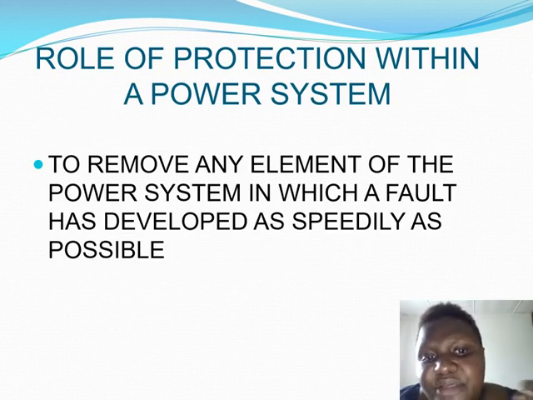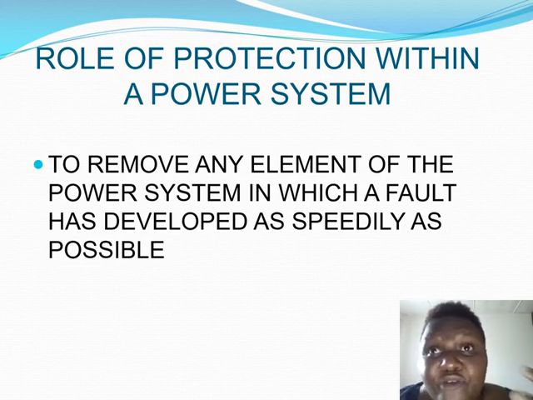And the role of protection within those power systems is to ensure that we remove any element of that power system in which a fault has developed, and that needs to be removed as speedily as possible. If you can remove it in a very fast manner, then it means that you have got protection in your system. But when we delay to remove a faulty component from the power system, then it means that our protection is in fact not effective.